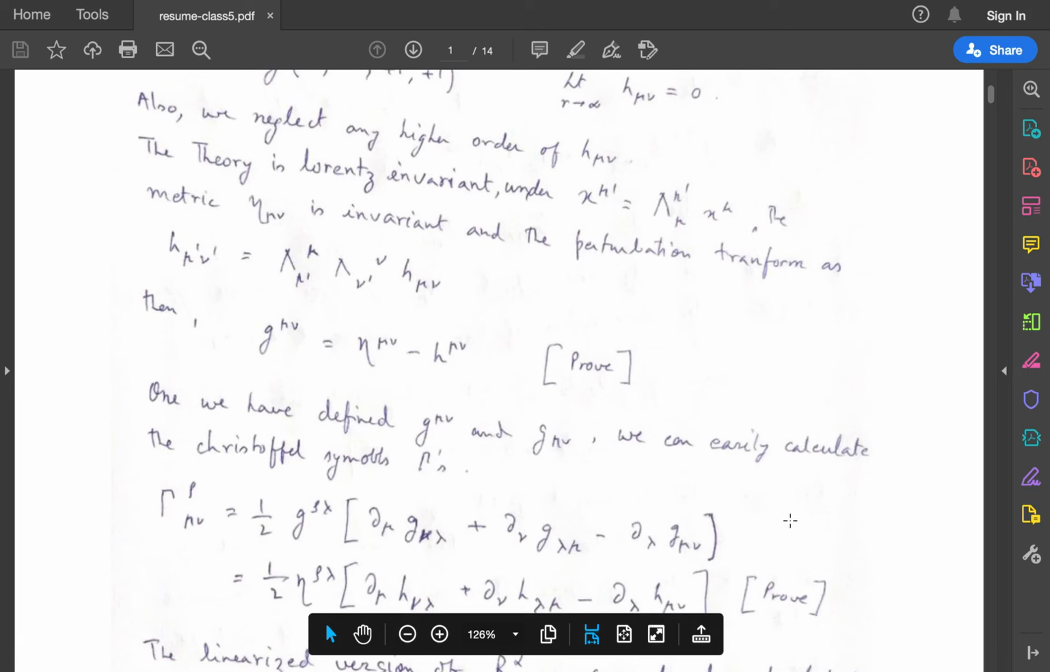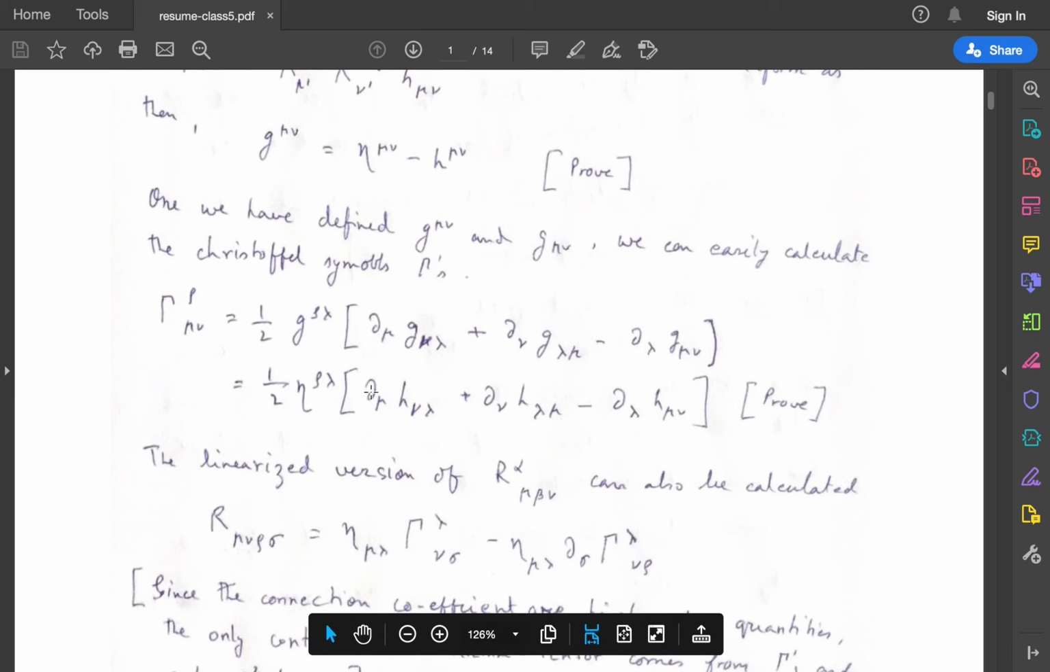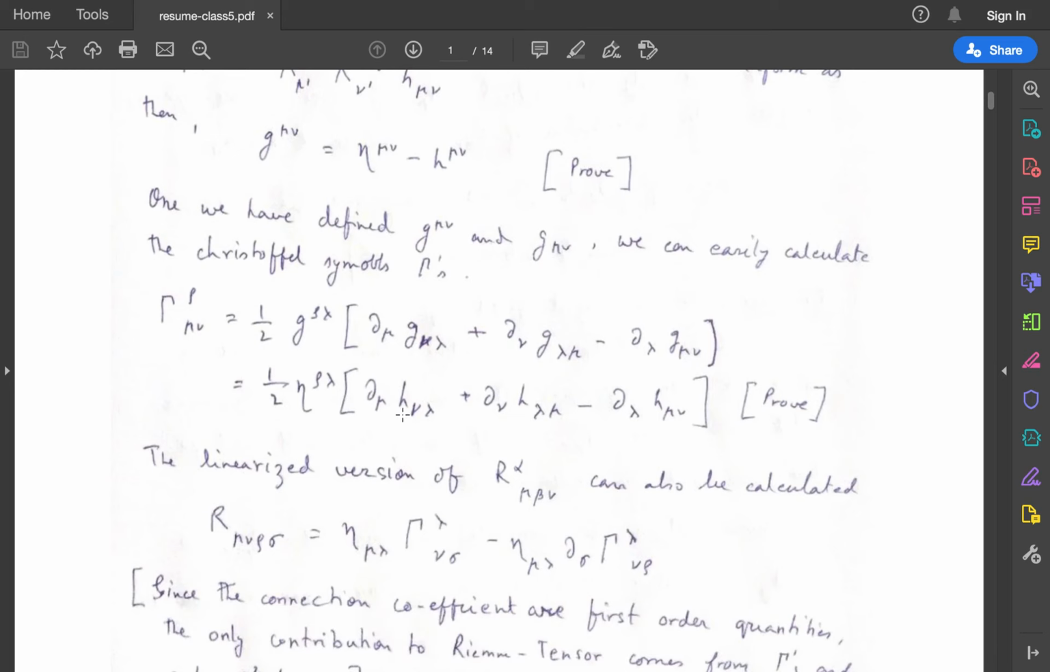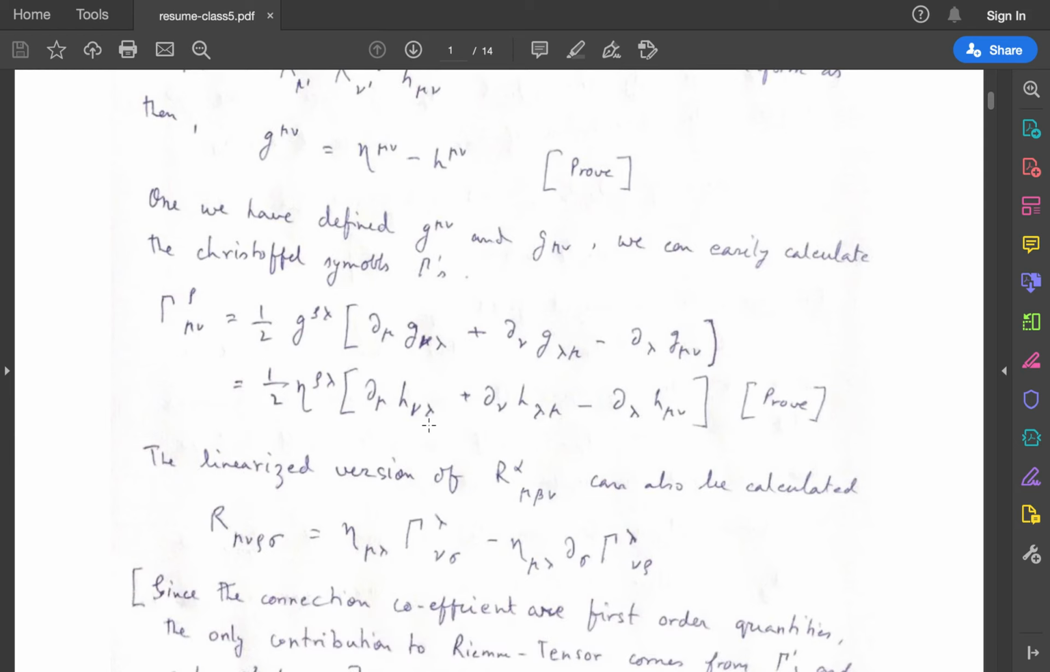Now if I put this form in g mu nu, the +1 with eta, and for the upper one the minus of h mu nu, and neglect all the higher order terms in h mu nu, I can easily show that this is nothing but half of eta rho lambda, total bracket, del mu h nu lambda plus del nu h lambda mu minus del lambda h mu nu. So we have found the linearized version of these Christoffel symbols.